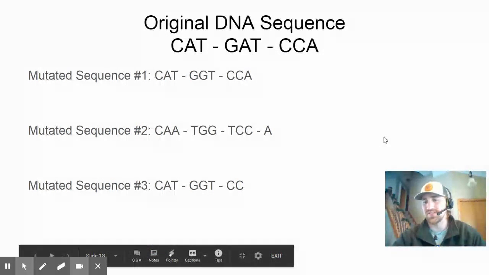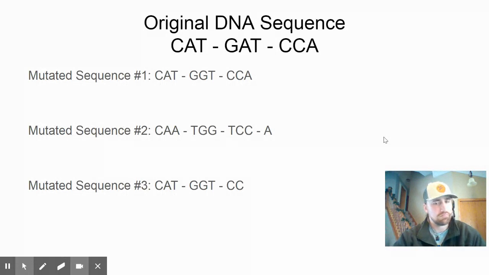Now we're going to go through a couple of examples of what kind of mutations we might have, just so you guys can see some actual visual examples. So our original sequence is CAT, GAT, CCA. This means we have 9 total base pairs. Like I told you before, let's just count it up right away. In our mutated sequence number 1, we have 3, 6, 9.